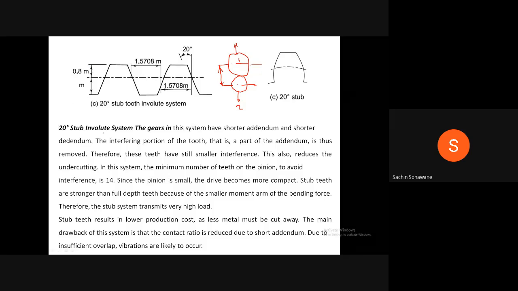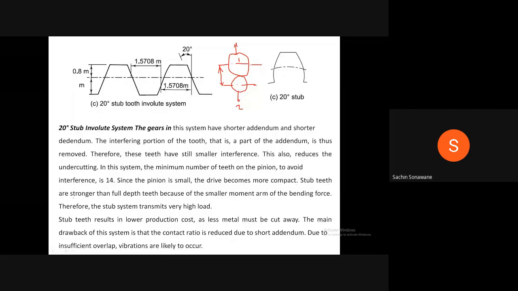Therefore, in the 20-degree stub involute system, the gears have shorter addendum and shorter dedendum. The interfering portion of the tooth, that is a part of the addendum, is thus removed by the gear grinding process. Therefore, these teeth have still smaller interference. This also reduces the undercutting. In this system, the minimum number of teeth on the pinion to avoid interference is 14. Since the pinion is small, the drive becomes more compact.